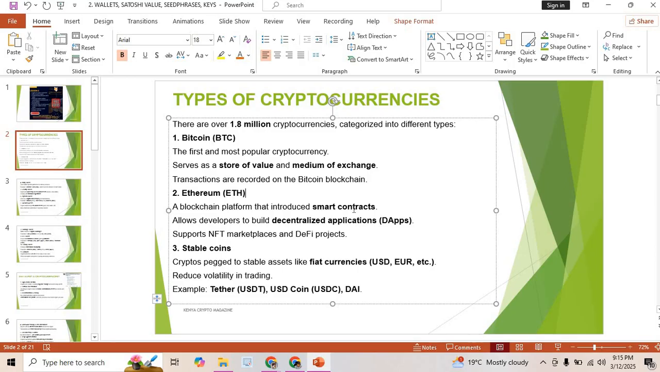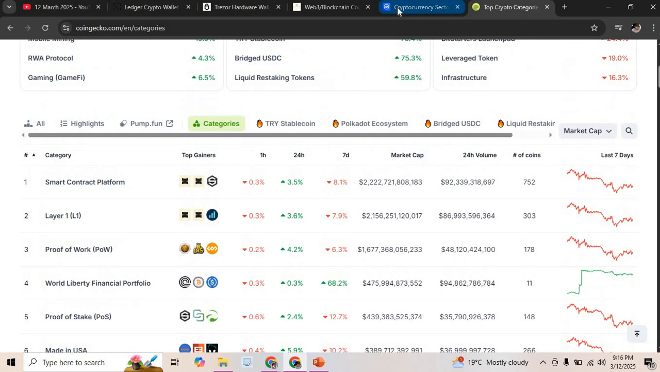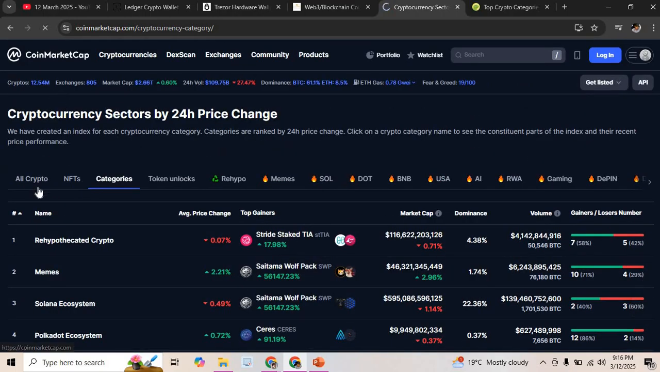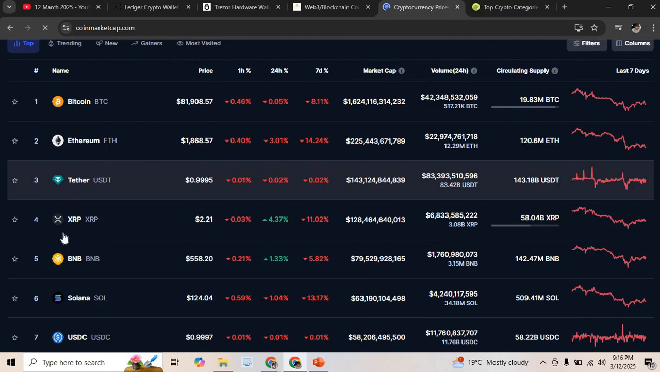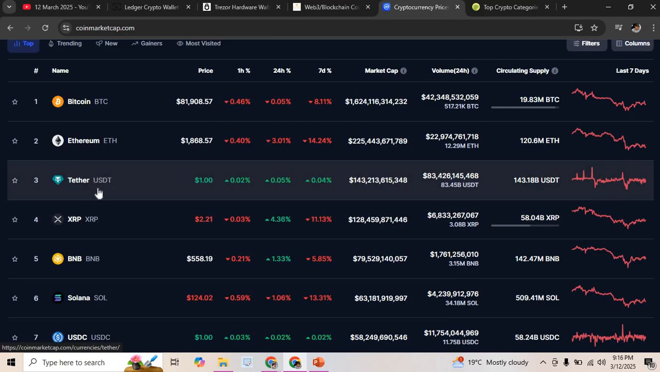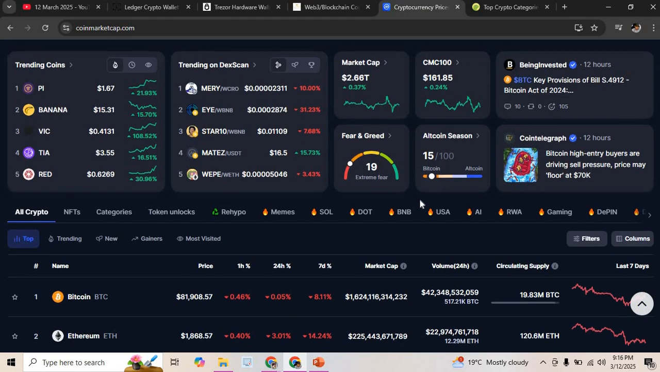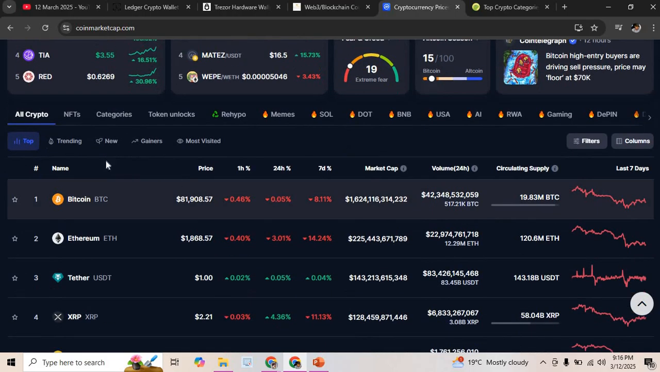So when you say USDT, let me show you USDT. USDT is a type of cryptocurrency. USDT Tether, the Tether right here, is a cryptocurrency, but it is pegged to the US dollar. No wonder you can see that the price of it is actually $1. So if a coin is pegged to a fiat currency, the value of that stable coin equals the value of that fiat currency or that government currency.